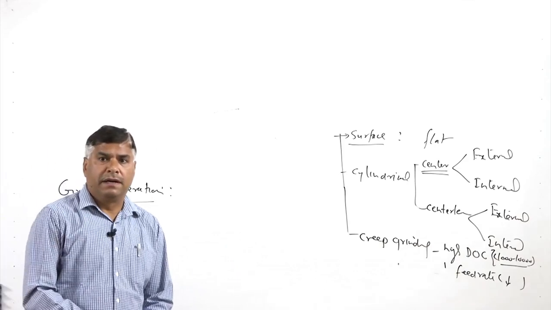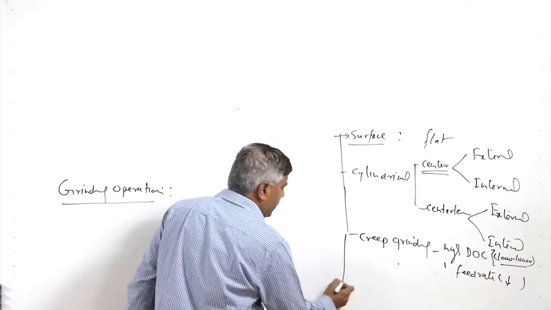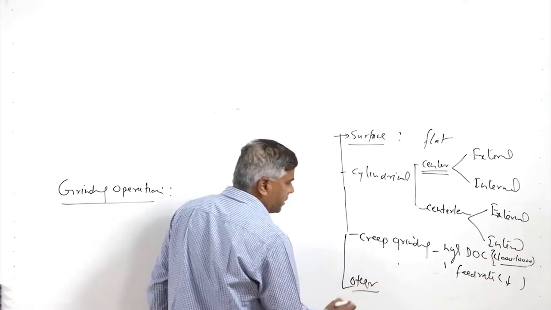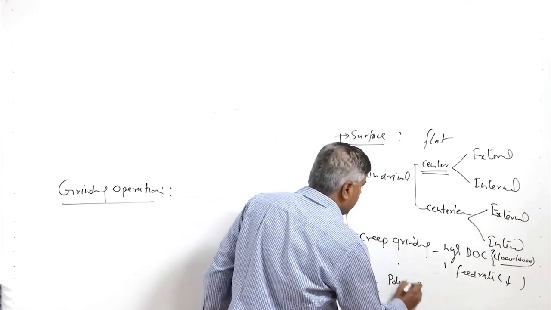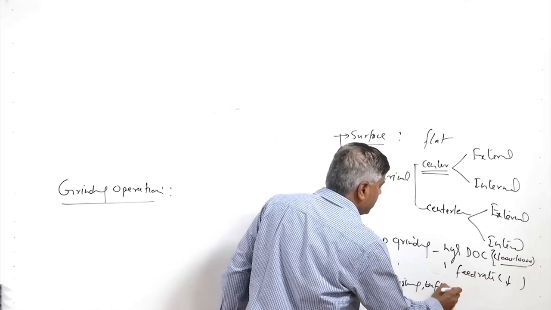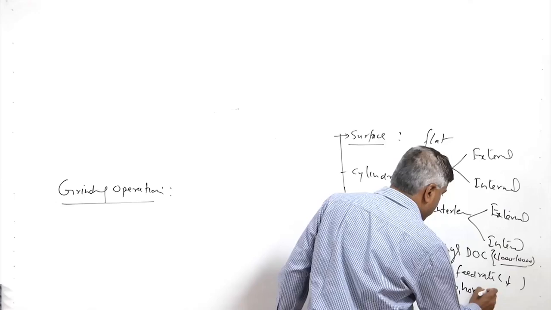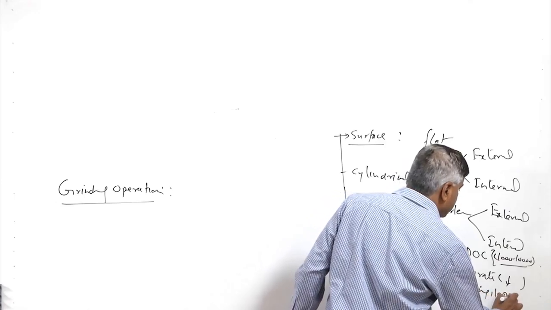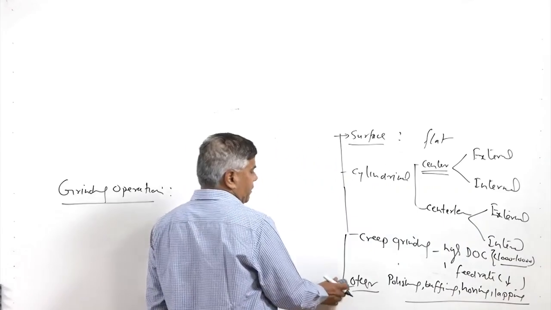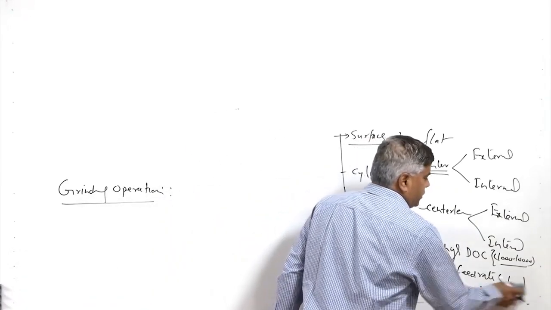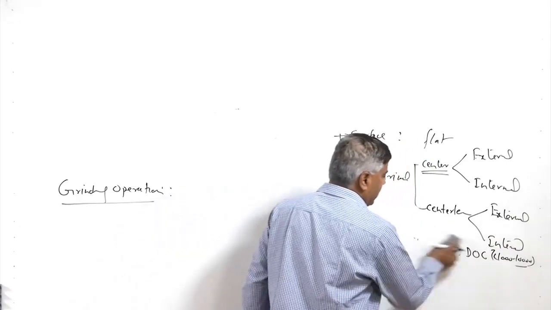Apart from this, there are other grinding processes which may be termed as other grinding operations, which include polishing, buffing, then we have honing and lapping. All these are used for producing very high lustrous surfaces, so that they can be used for the purpose they are being developed.